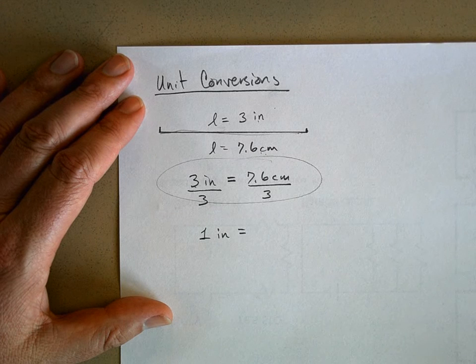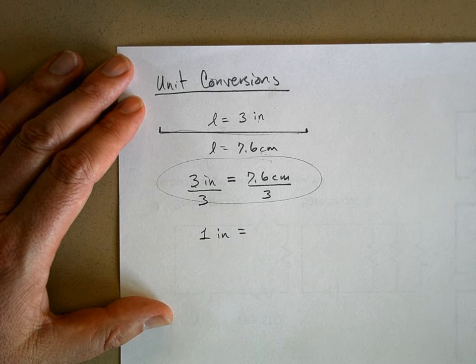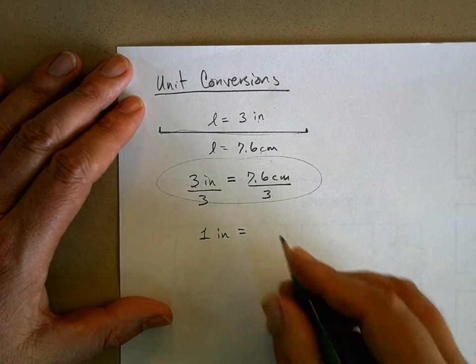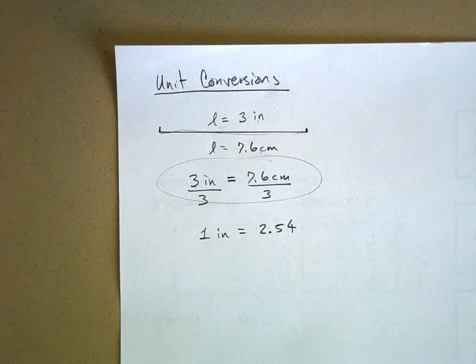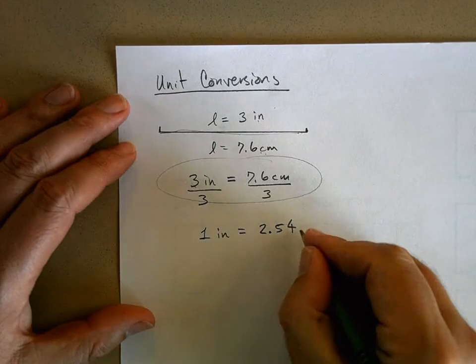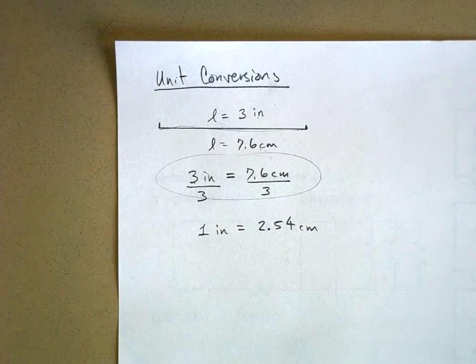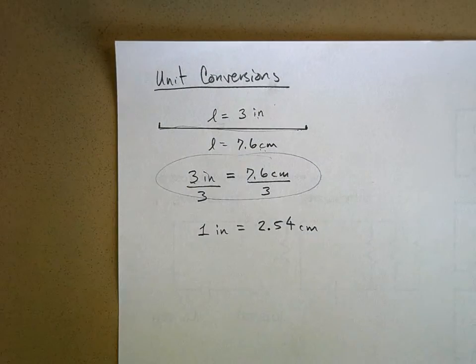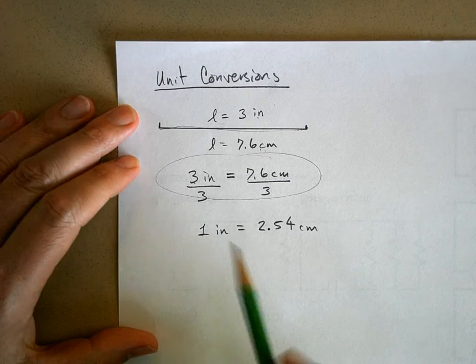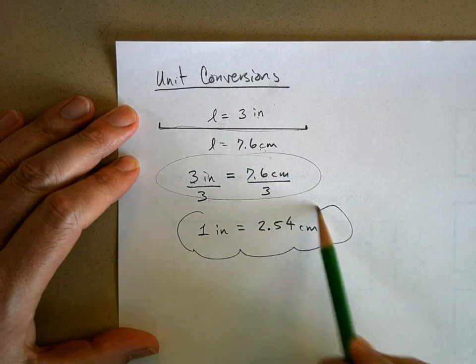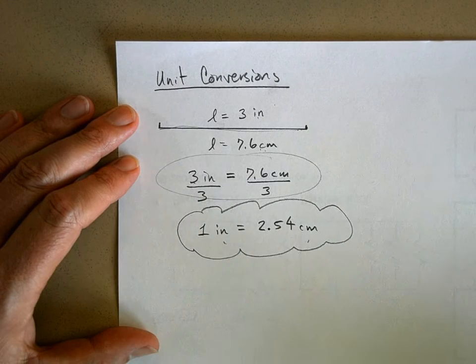Let's turn my calculator on here. 7.6 divided by 3, and you get 2.53333. Now the actual answer is 2.54 exactly. In fact, the inch is defined to be 2.54 centimeters. This is a conversion factor between inches and centimeters.